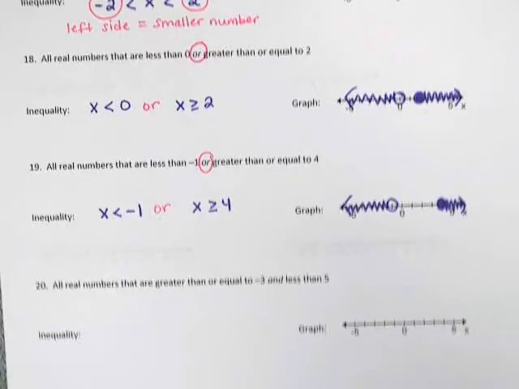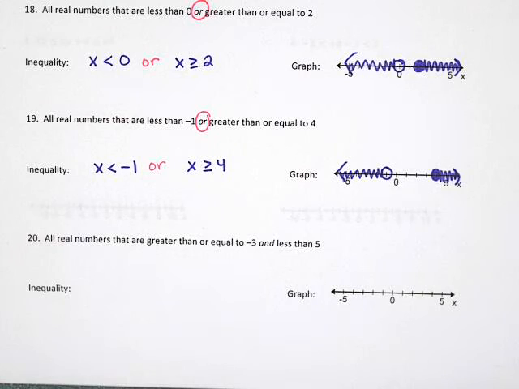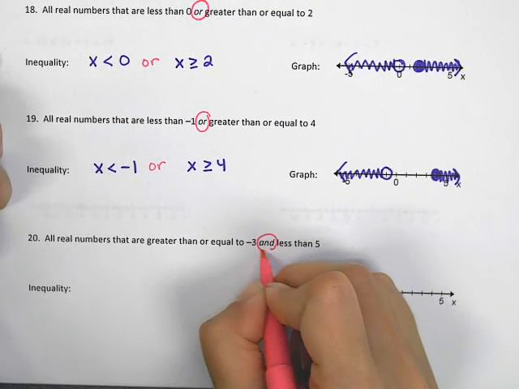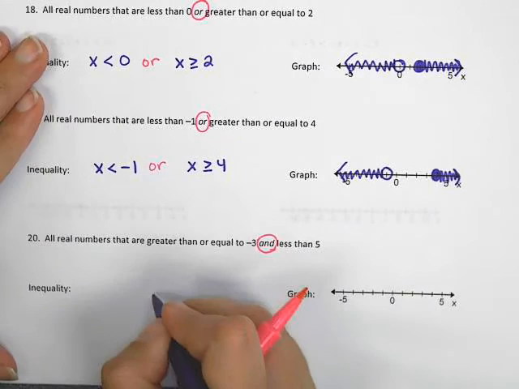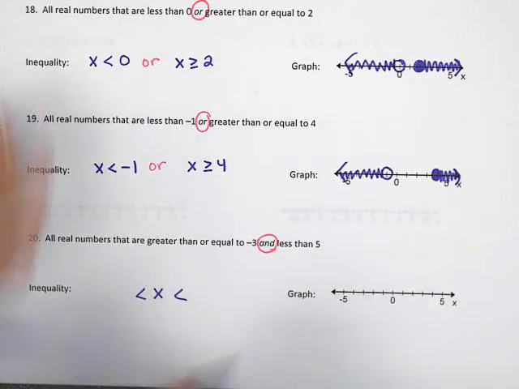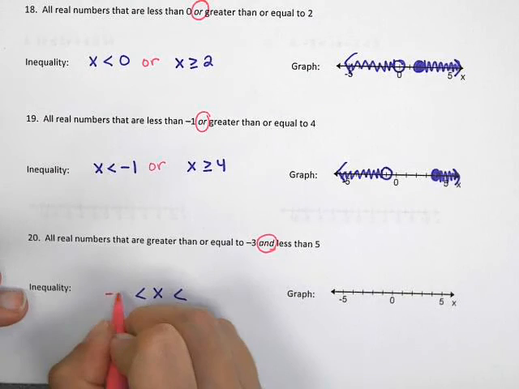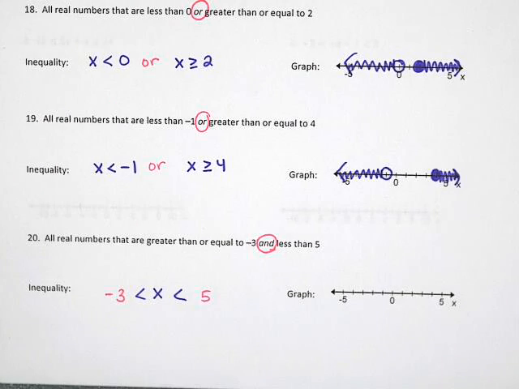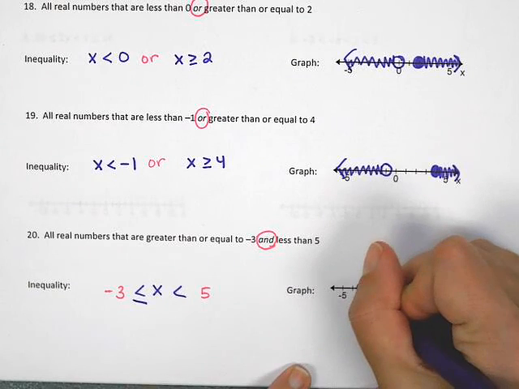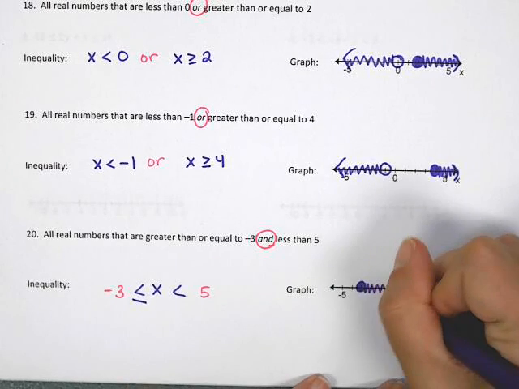For number 20, all the numbers that are greater than or equal to negative 3 and less than 5. I see the word and here. Tells me to make a sandwich. X in the middle, less than's on both sides. Now we want to be greater than or equal to negative 3 and less than 5. Negative 3 is the smaller number and 5 is the bigger number. So negative 3 goes on the left. And since it said greater than or equal to negative 3, I would make that side have an equal to, the one by the negative 3. So closed circle on the negative 3, open circle on the 5, shade in the middle.